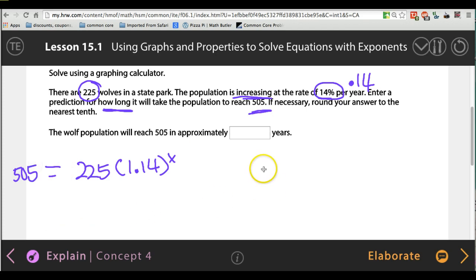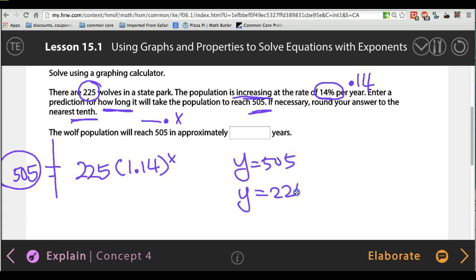505, okay? So then, it says if necessary, round your answer to the nearest tenth. That means a number, and then with the decimal, only one number after the decimal, okay? So again, how do we plug this into our calculator? Separate it into two equations. Y equals 505. And then my second equation is going to be y equals 225 times 1.14 raised to the x power. And now I'm going to go into my Desmos calculator, aren't I?